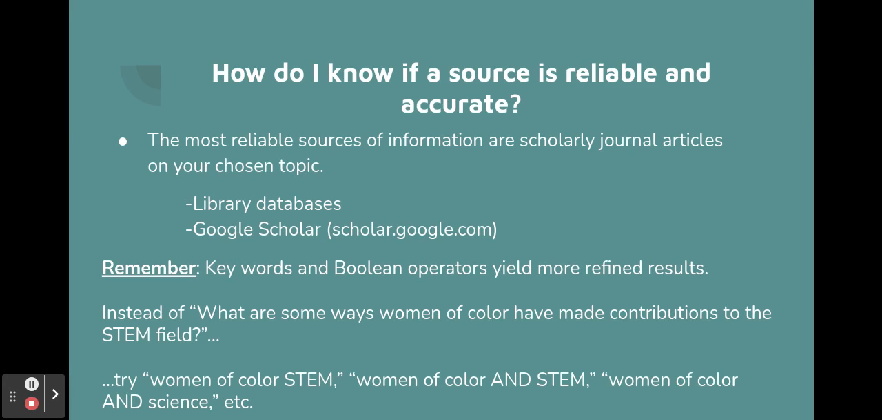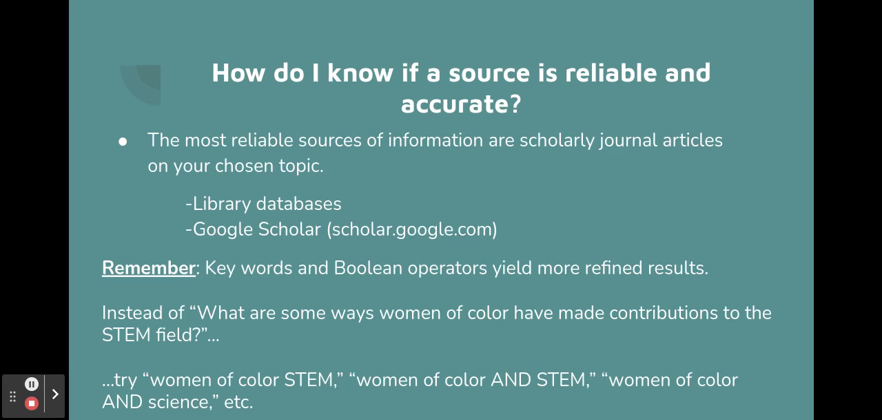When conducting a search, remember to input keywords and Boolean operators rather than your entire inquiry question. For example, if your question is, "What are some ways women of color have made contributions to the STEM field?" you could search women of color STEM, women of color and STEM, women of color and science, etc. The Boolean operators help refine your search.